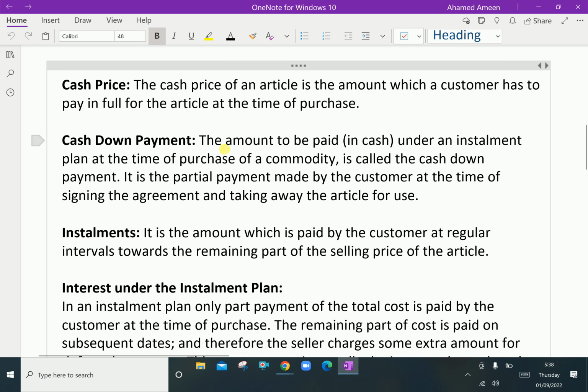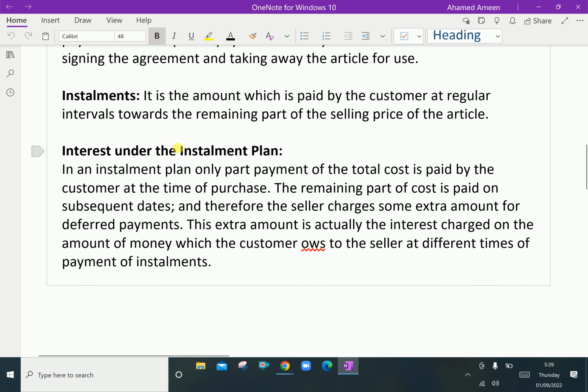Cash down payment is the amount to be paid in cash under an installment plan at the time of purchase of a commodity. It is the partial payment made by the customer at the time of signing the agreement and taking away the article for use. That means it is some part of the full payment that has to be paid immediately. Installment is an amount which is paid by the customer at regular intervals towards the remaining part of the selling price of the article.